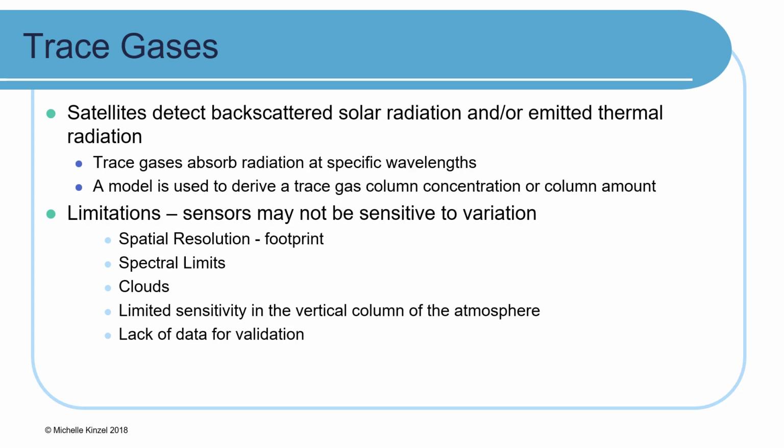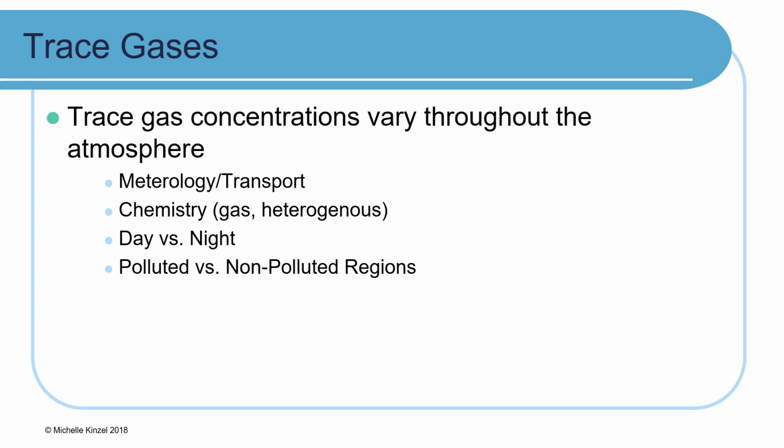Trace gases absorb radiation at specific wavelengths. A model is used to derive a trace gas column concentration or column amount. There's limitations because the sensor may not be sensitive to the variation due to spatial resolution, spectral limits, clouds, limited sensitivity in the vertical column of the atmosphere, and lack of data for validation.